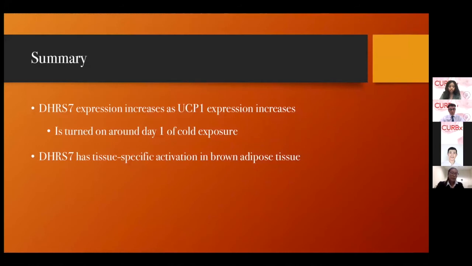And so to summarize the results that I highlighted in the data today, we found that DHR7's expression increases as UCP1 expression increases as well in brown fat. And we also discovered that DHR7 is usually induced in expression around day 1 of cold exposure, so relatively early within the timeline of thermogenesis. And lastly, we also highlighted that DHR7 is a tissue-specific activation in brown fat of thermogenesis.